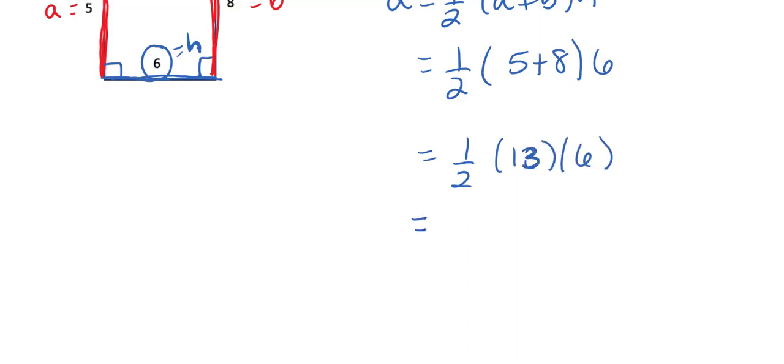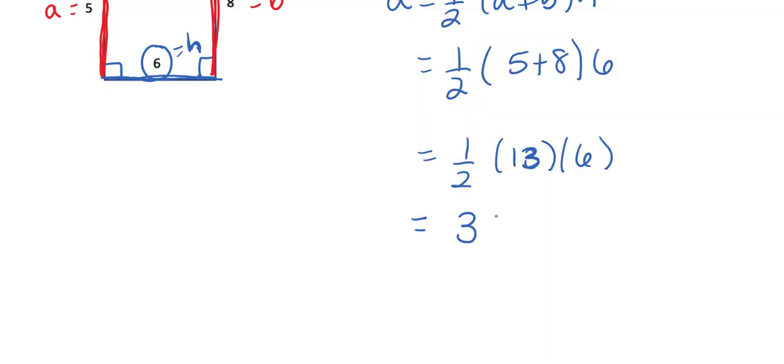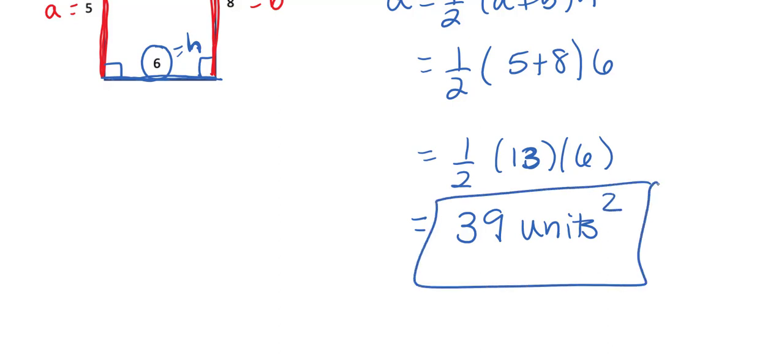And then let's calculate. Now we can go 0.5 because that also indicates 1/2. And then we're going to go times 13, then times 6. And what do we get? We get 39, and once again, we don't have units indicated like inches or centimeters, so we're just going to go units squared, and that will be our solution for this.